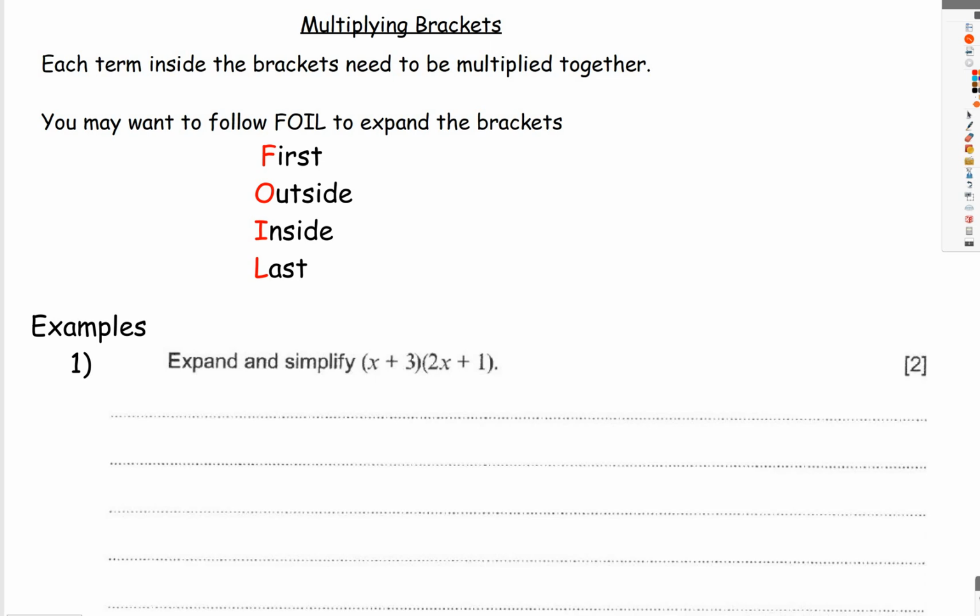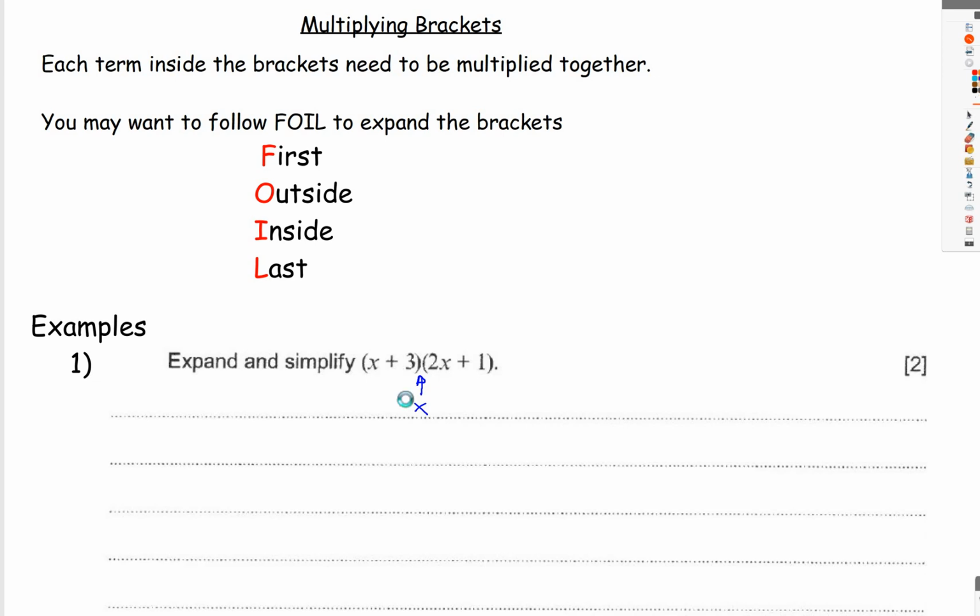Let's look at multiplying brackets, also called expanding double brackets. So if we look at this example, we're asked to expand and simplify x plus 3 in one bracket being multiplied, because remember, brackets mean multiply. There's nothing here, so there's a hidden times sign there, isn't there? Okay, so x plus 3 is being multiplied by 2x plus 1. These brackets have been multiplied together.